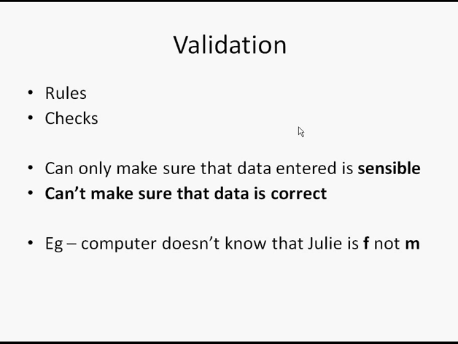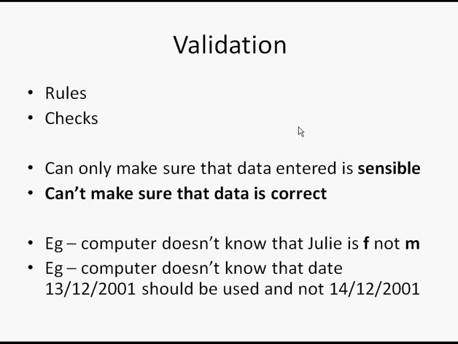A couple of examples. Computer doesn't know that Julie is female, not male. Computer doesn't know that the date 13th of the 12th, 2001 should have been used and not 14th of the 12th, 2001. Computer can't check that those things are right, but it can check to make sure that things are sensible. So when you think of validation, think sensible and not correct.